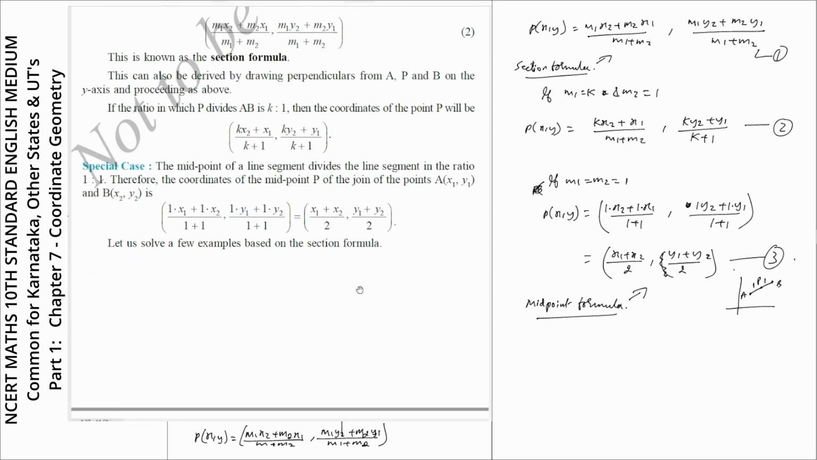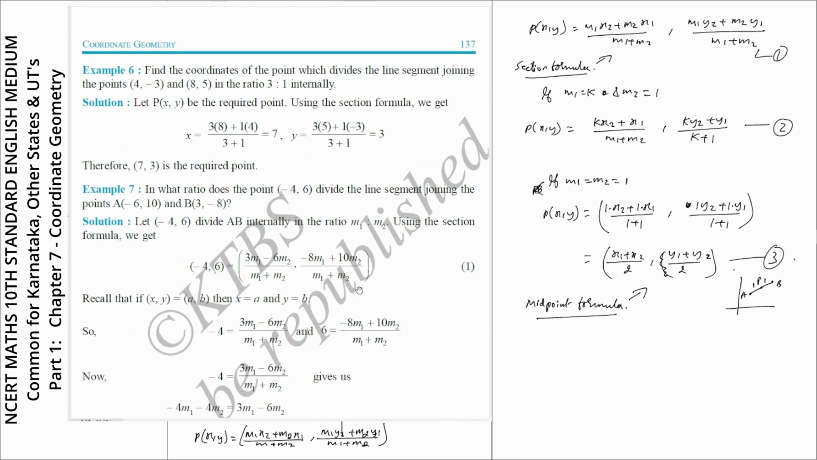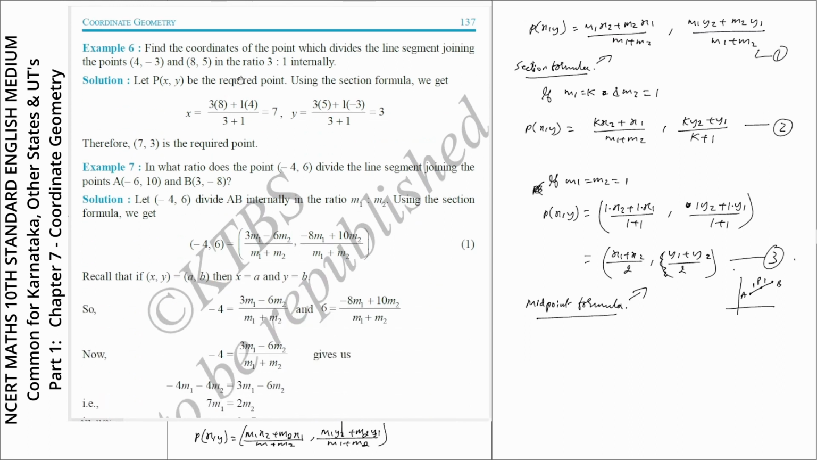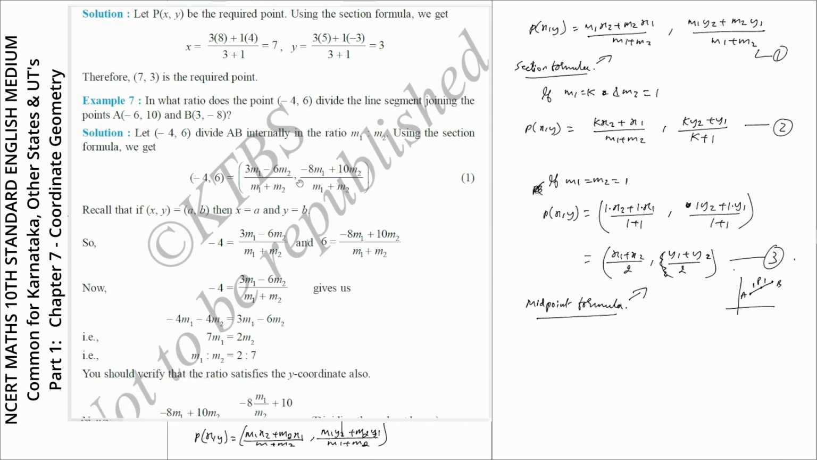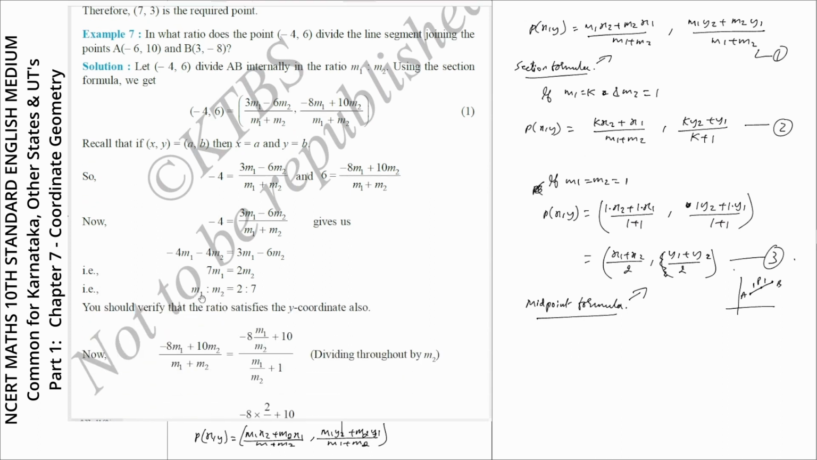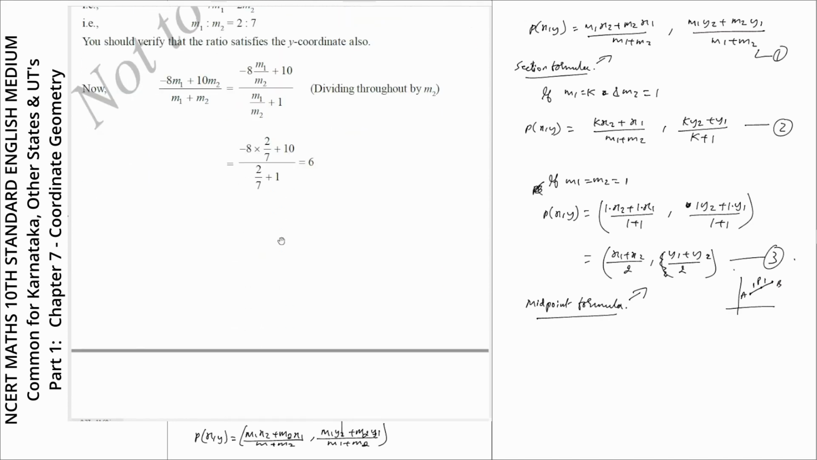Now we can go through the text. There are some worked examples given. See example 6: there are 2 points, (4, minus 3) and (8, 5), and we should find a point P which divides the line joining these 2 points in the ratio 3 is to 1. So all are self-explanatory. You can go through. Here A and B are there, and P is there. So we should find the ratio m1 is to m2. They are found here. All these are self-explanatory. You can go through it.